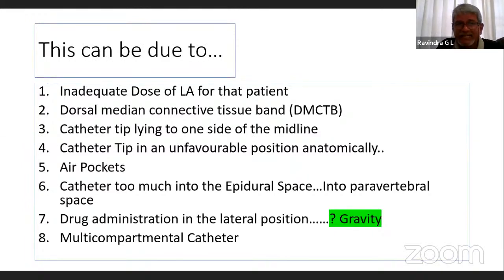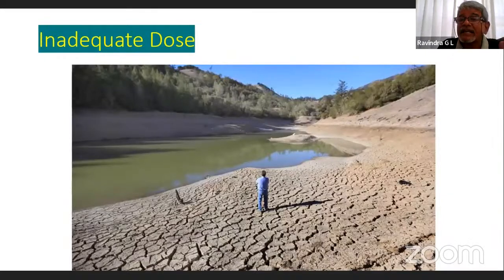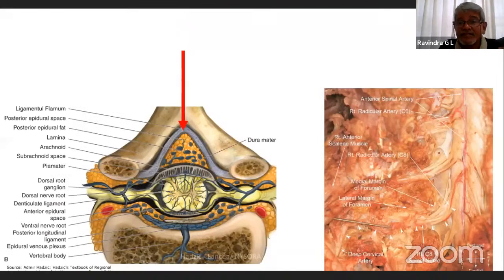This can be due to many reasons. Let's go one by one. The number one reason is inadequate dose. Every time there is an inadequate dose, Edward and me, we fight over the Kaveri issue. Now, the problem is not anything else. The problem is that the dose is inadequate. The second one is that the epidural space contents are so many that sometimes I wonder how my epidural acts. How, with so much of tissues, fat, many things there, how my drug spreads nicely and how my epidural is acting. That's how I think. So the spread may not be uniform.